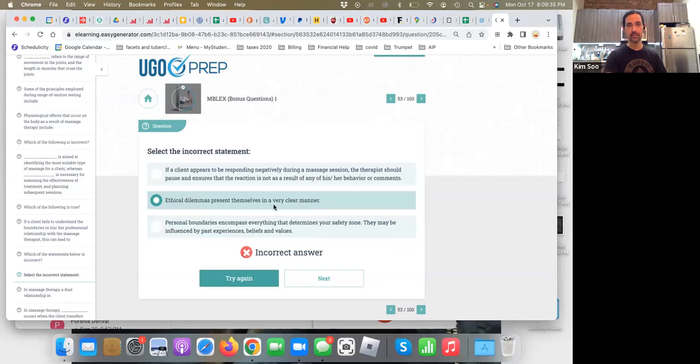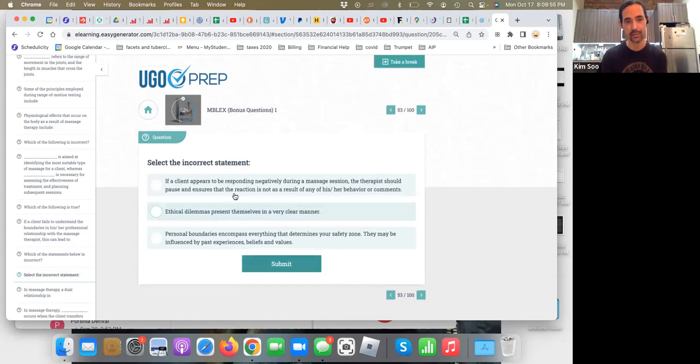Ethical dilemmas present themselves in a very clear manner. Okay, this is important. Because this is not intuitive. This is counterintuitive. An ethical dilemma totally seems like it may be very unclear to me. So they're saying this is correct. This is not intuitive. All right, so let's select the other ones.